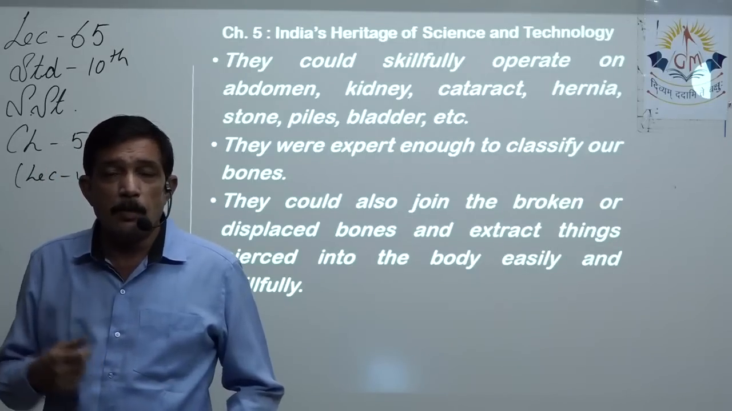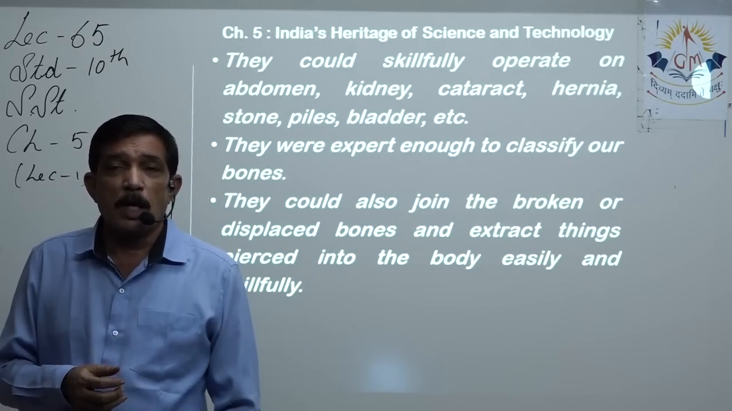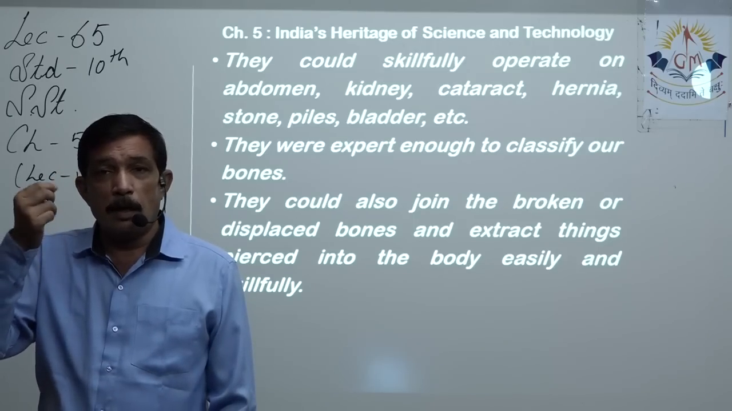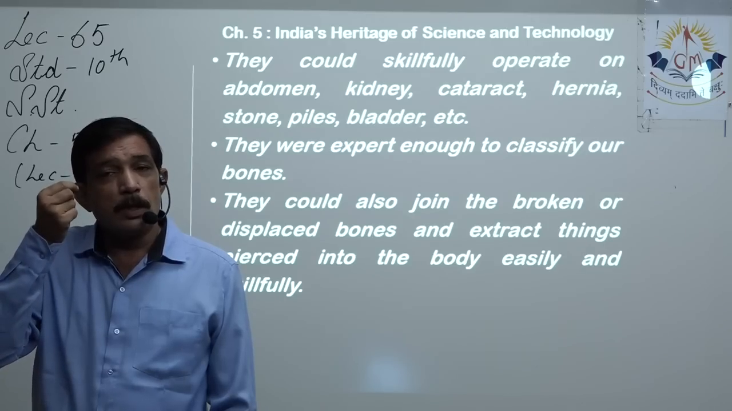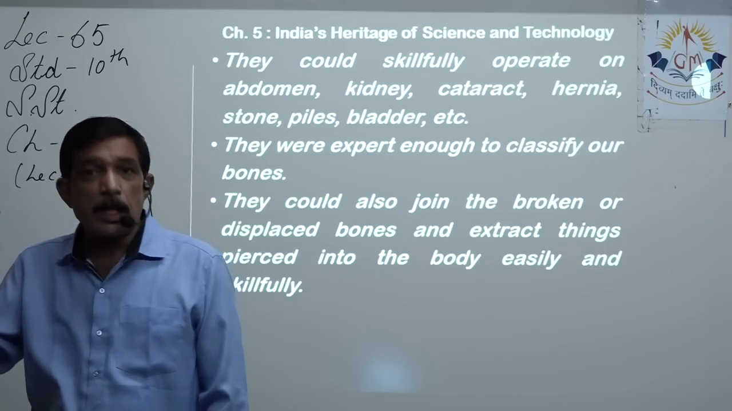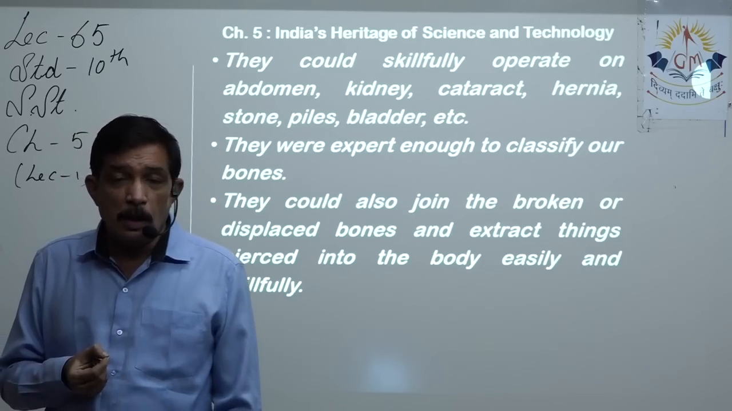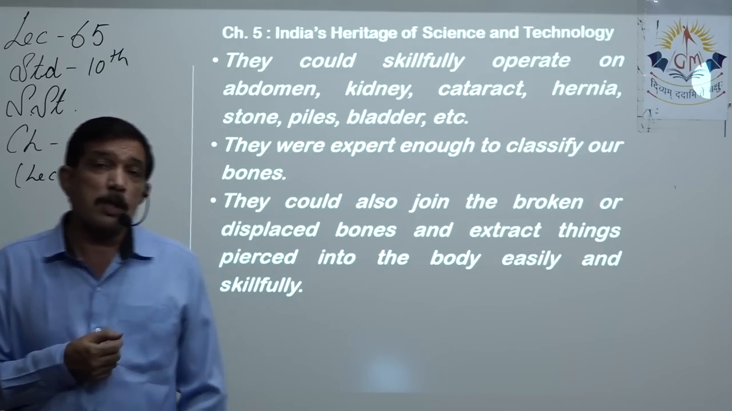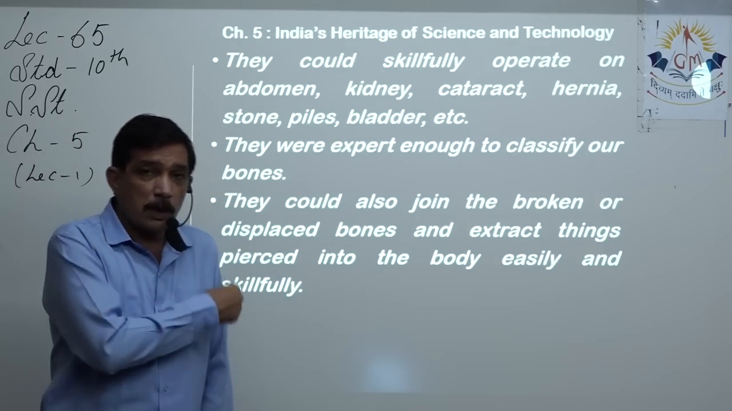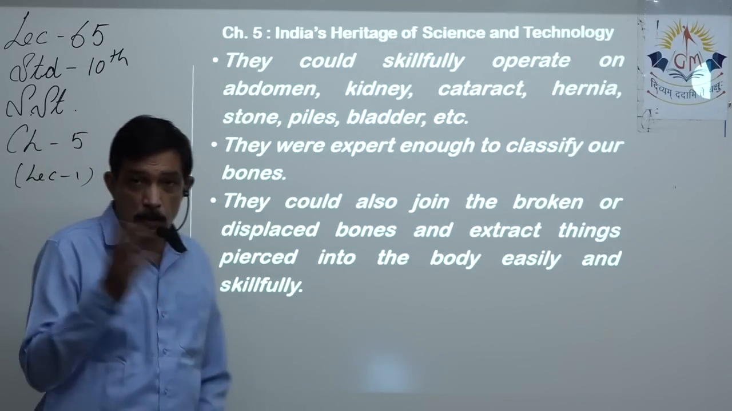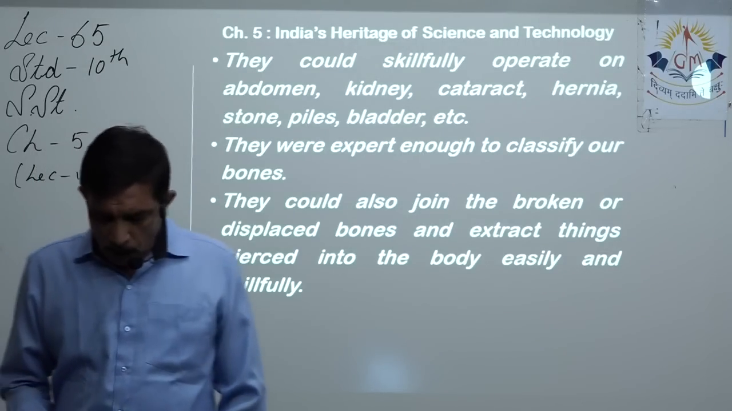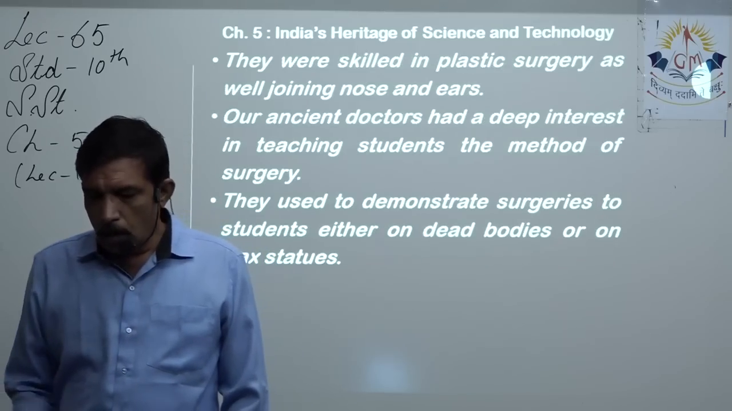For example, when sometimes something falls in our eye, if it's a small piece of metal, then it goes inside the eye, and it has to be extracted from the eye. That's a foreign body. Such foreign bodies, they were very expert in extracting without doing much harm, and that also very skillfully.